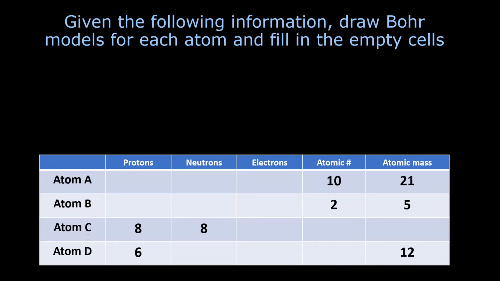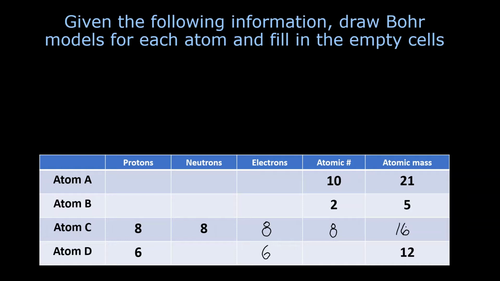So in atom C, it says it has 8 protons, so we can assume it's got 8 electrons also. That we can figure out. Same thing with atom D. It's got 6 protons, so it's probably got 6 electrons as well. All right. Well, now we can completely figure out the rest of C, can't we? To get an atomic number, we just need the number of protons, that's 8. It's given to us. And the atomic mass, or atomic weight, is just the neutrons and the protons together. And so neutrons and protons together is 16.